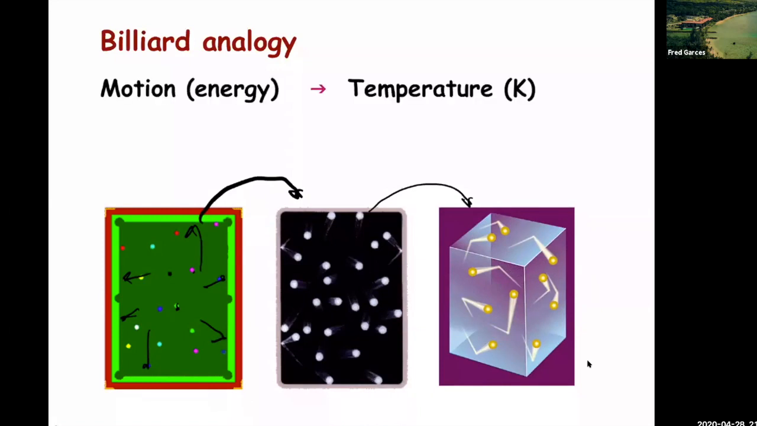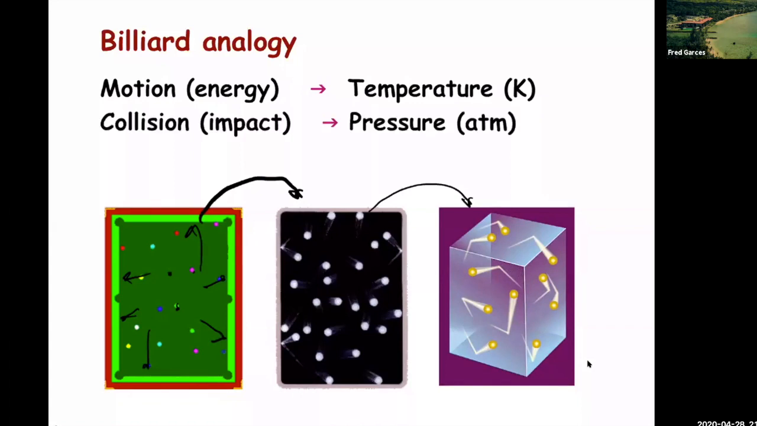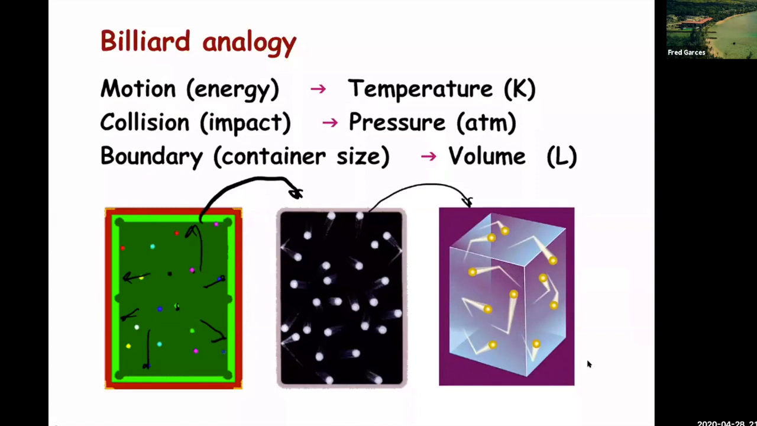The motion is reflected in the temperature. The collision is reflected in the pressure. The boundaries are reflected in the volume, and the amount of particles in there is reflected in the moles. So now we have all the parameters for a gas law. We have the amount, the volume, the pressure, and the temperature. From these parameters, we can develop a mathematical equation called the gas laws.